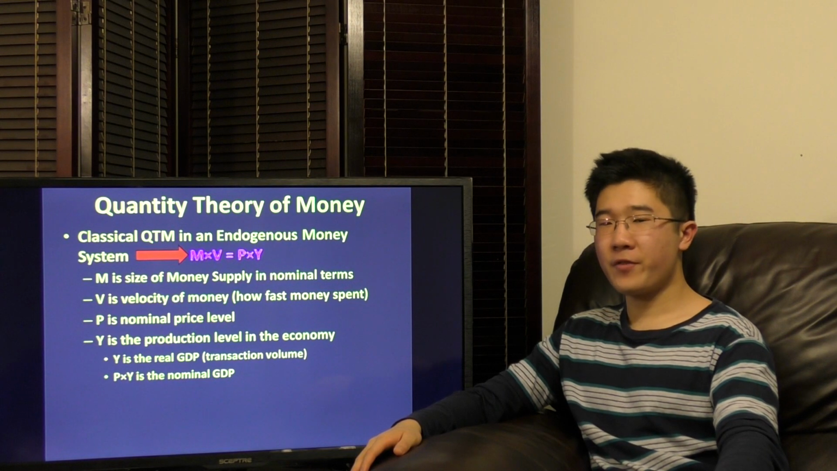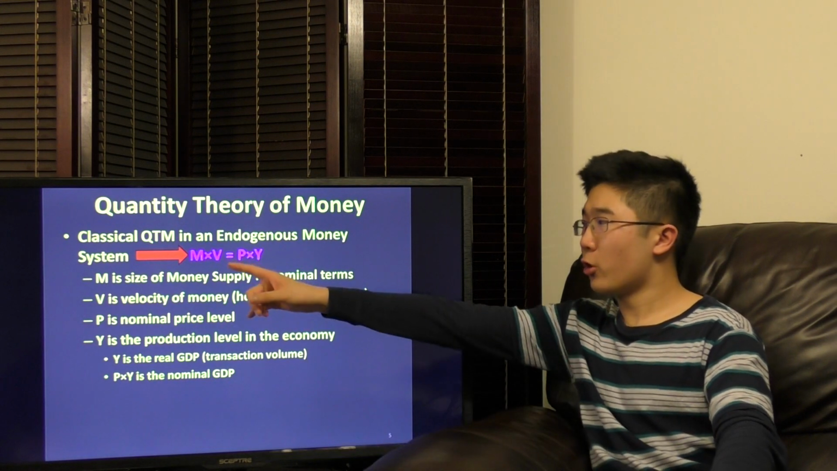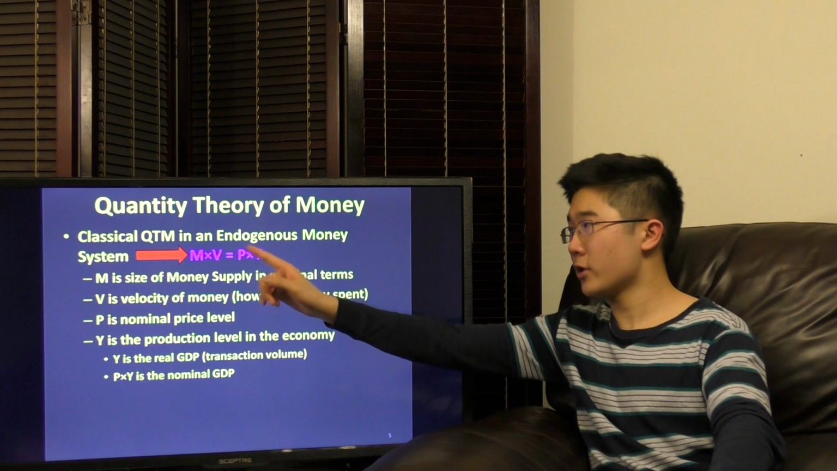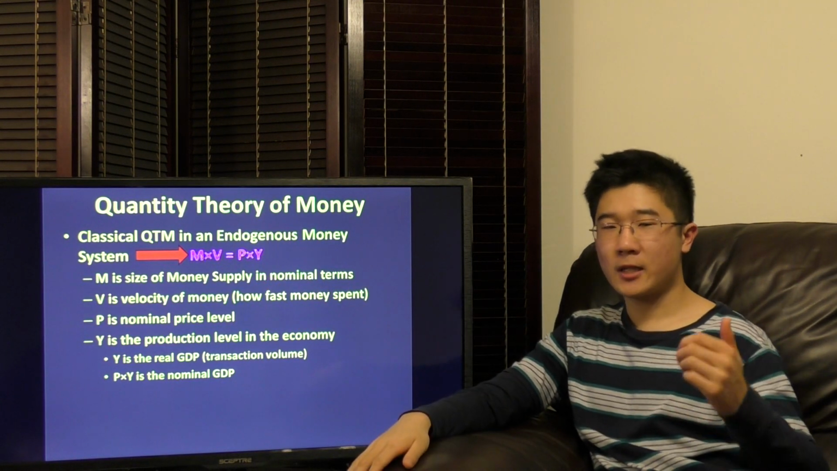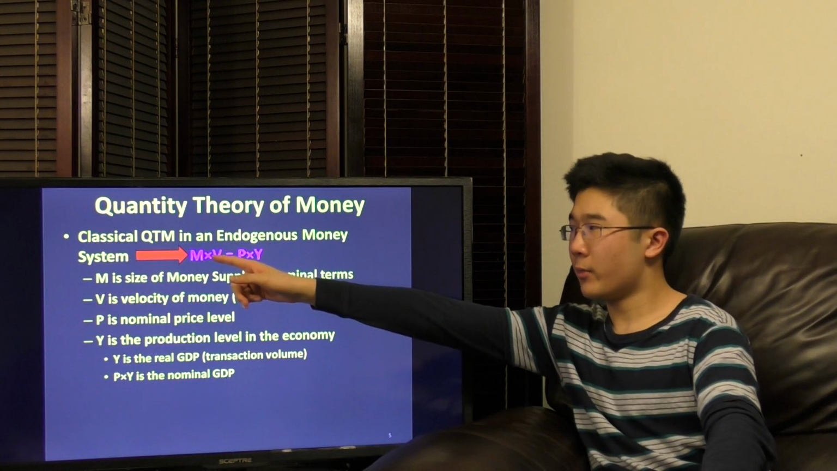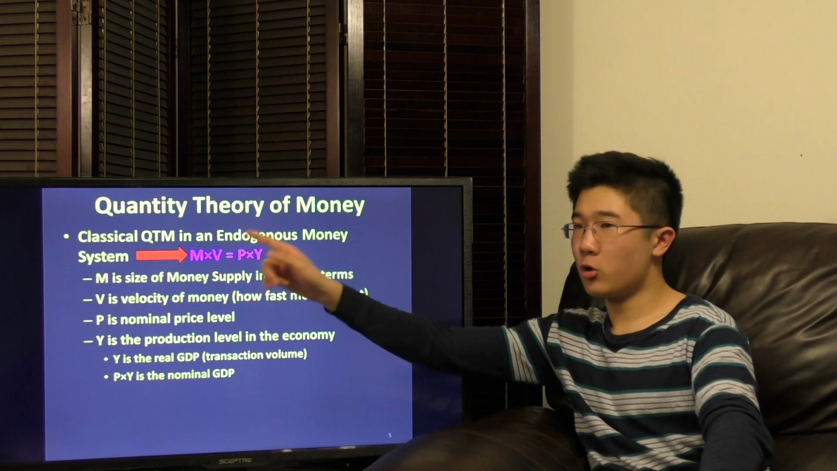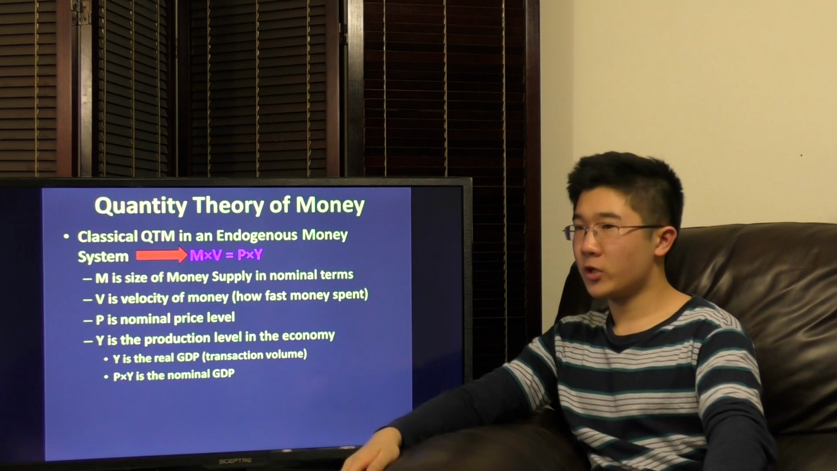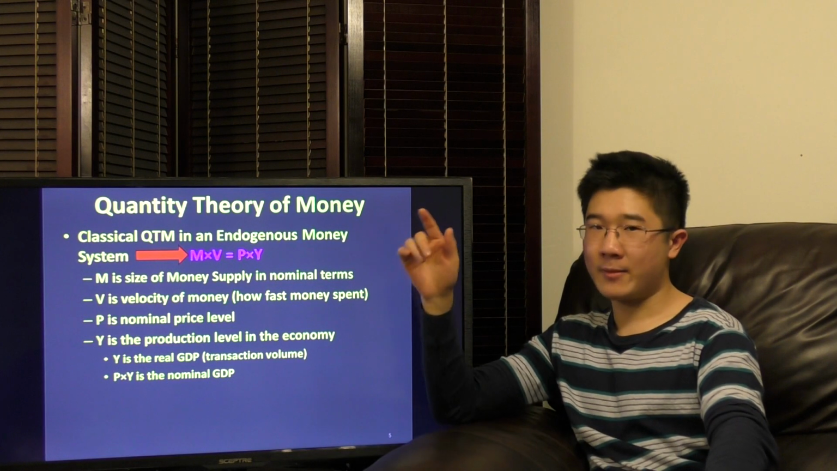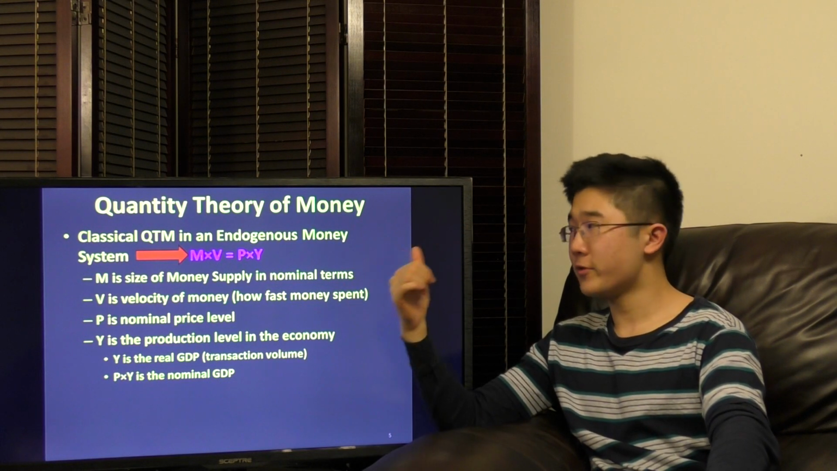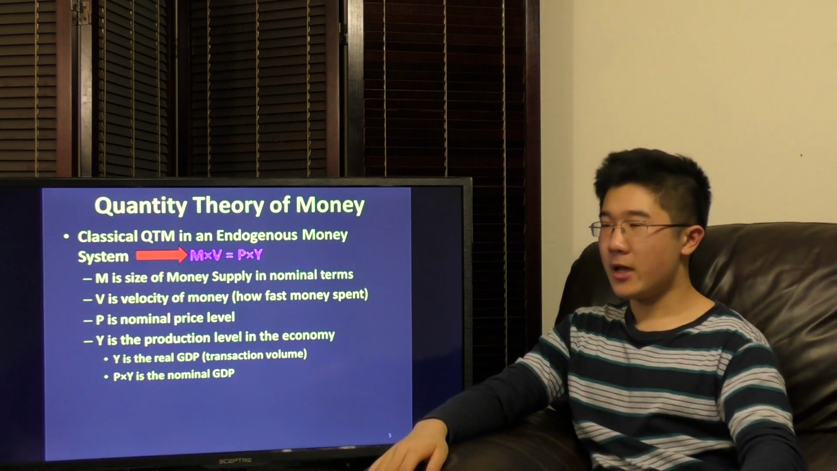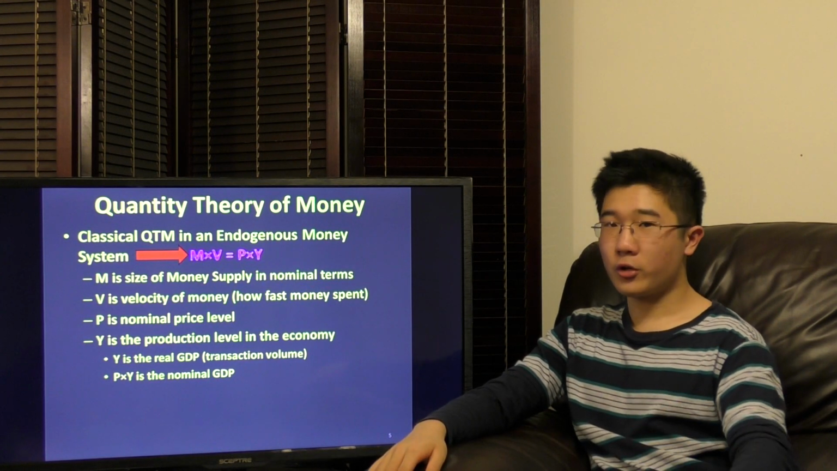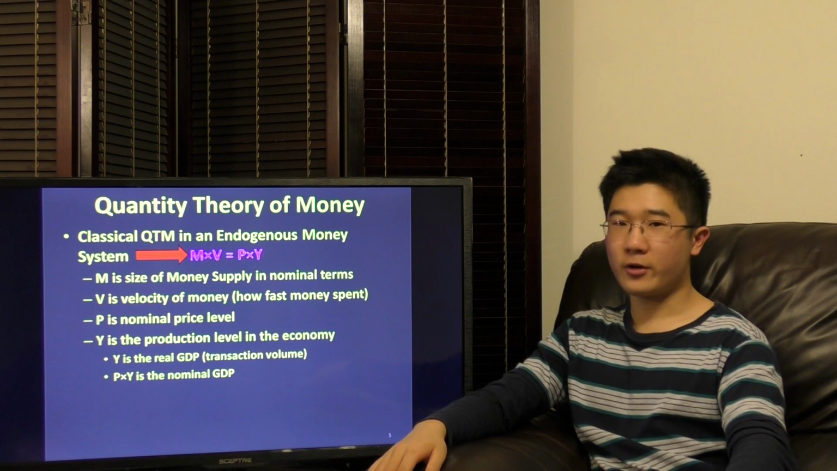Now, theoretically, if in the classical quantity theory of money we hold V constant, and we assume that Y is also held constant, then we can reach the original conclusion from the last slide, where a change in money supply is proportional to a change in price level. So once again, delta M is proportional to delta P if we hold V constant and subsequently Y constant. And this leads to our original conclusion in the classical quantity theory of money.